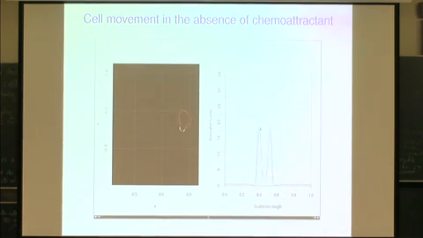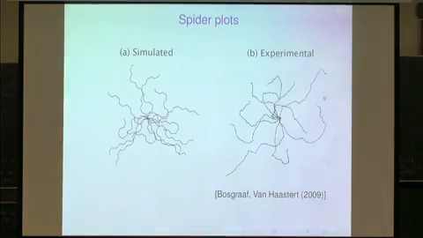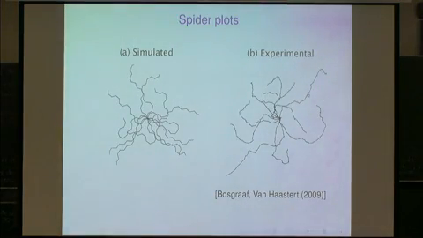And this leads to almost random migration, but you can clearly see that the new pseudopods are generated close to where the old pseudopods were. Even though there's no chemoattractant here, if you do a number of simulations and calculate one of these so-called spider plots, this is what happens in reality with Dicty cells. So interestingly, this almost looks random.